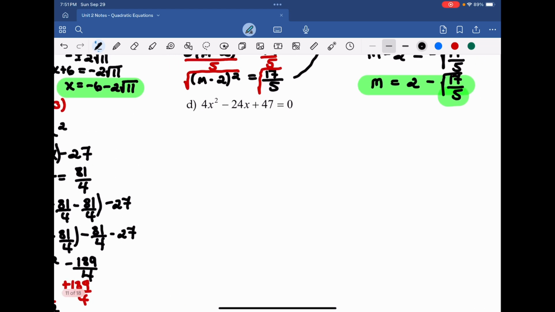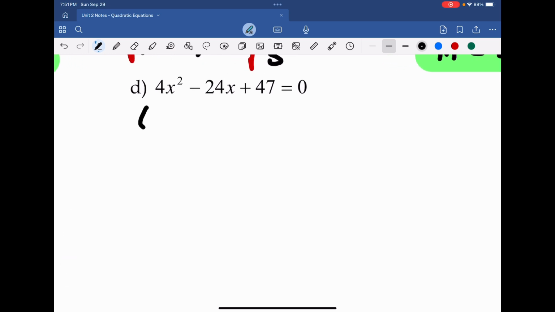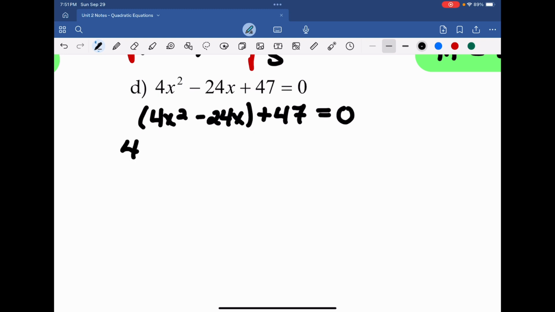Okay, now let's go up to D. Do a very similar solution type here. First and foremost, we want to group our first two terms together. So I'm going to write this as bracket 4x squared minus 24x plus 47 on the outside, because we leave our constant outside. I divide both terms by 4. This is going to give me 4 times the bracket x squared minus 6x, plus 47 is equal to 0.